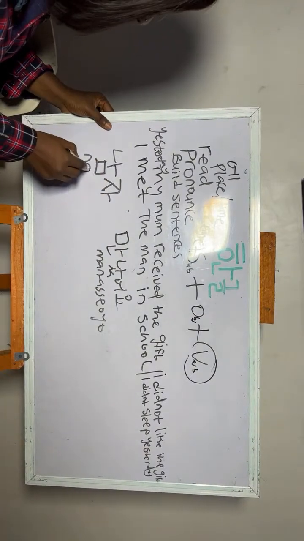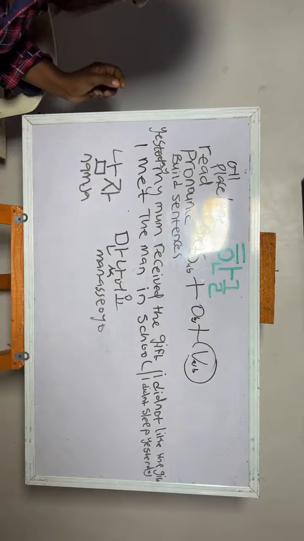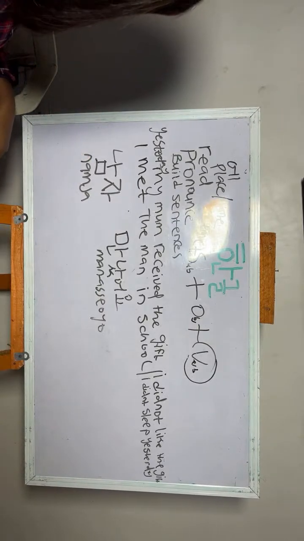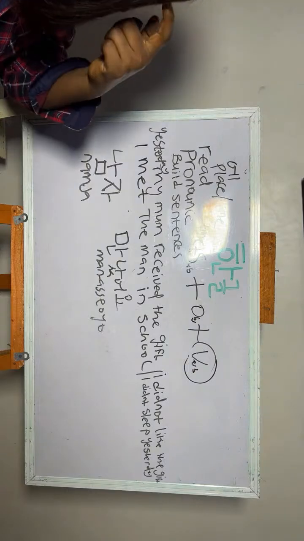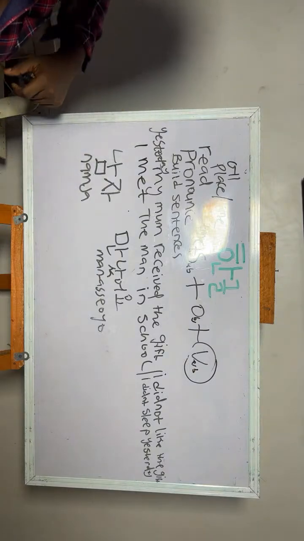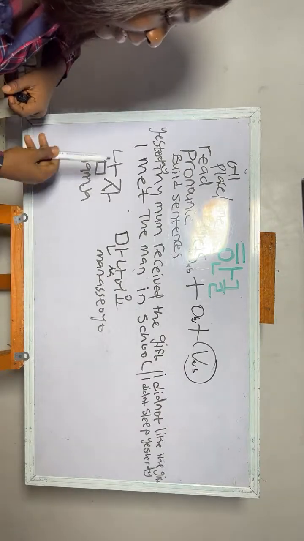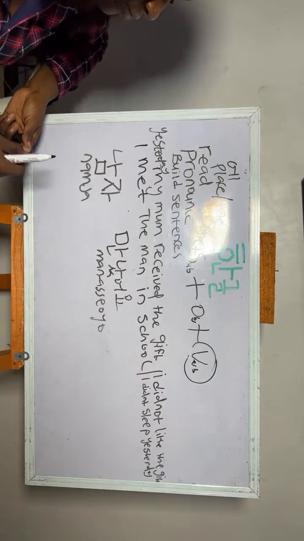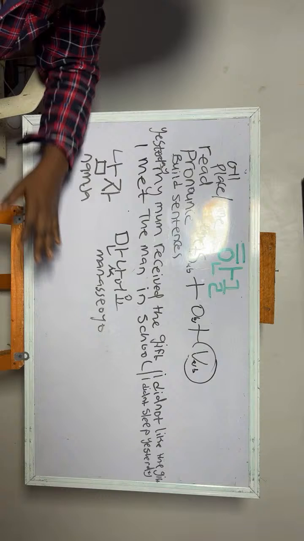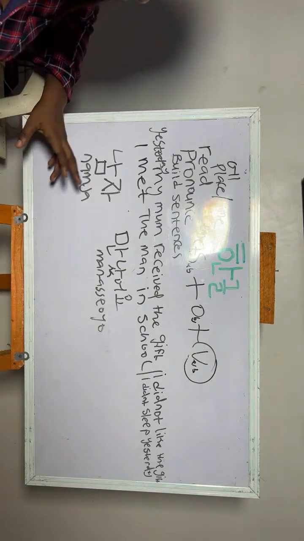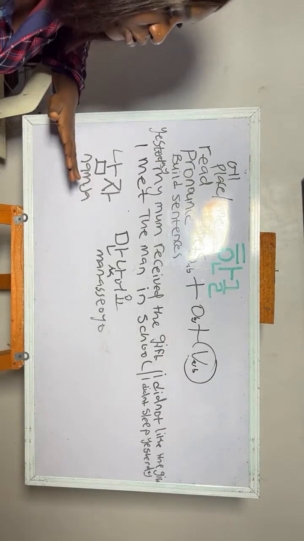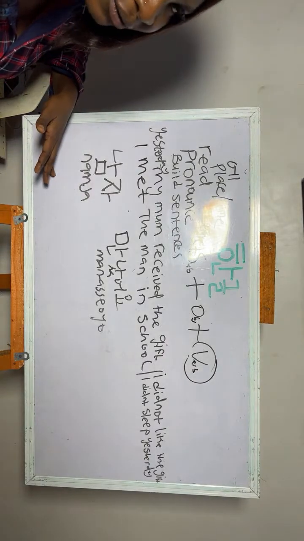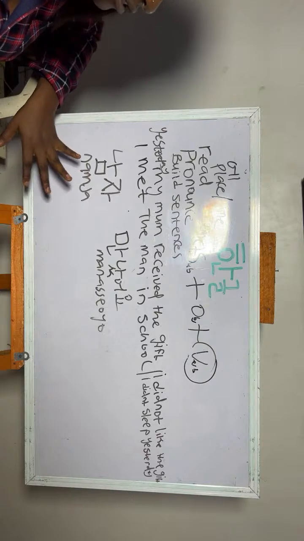남자. Man. Someone type 여자 in the chat. Someone type a woman, 여자, for someone who may not know. So 남자 is a man. 남자 만났어요. So let's say this is 남자 만났어요. What does this mean? I met man, but in Korean there is no "the." So we're just going to say I met the man or I met a man, right?